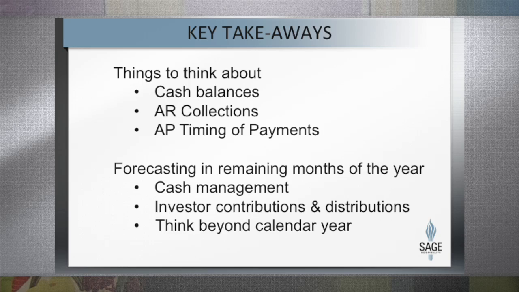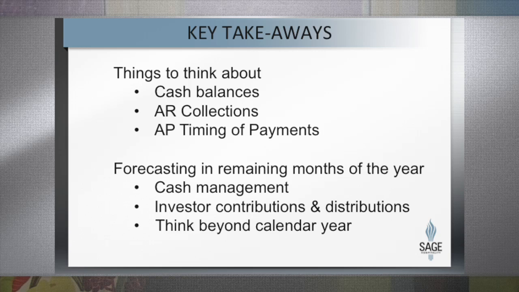So let's talk about a few key takeaways that I think will touch on both the balance sheet and cash flow and some of the points we made today. Things you need to think about: how much cash you have on hand, how you're handling your AR collections, ensuring you're getting that money in the door as soon as possible, and then how you're able to use both of those in order to fund the timing of your AP payments or your payroll payments.